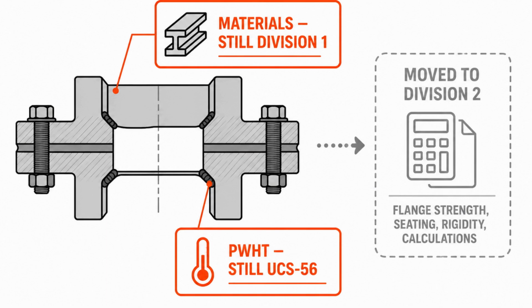Not everything moved, though. Materials still follow Division 1's own rules. Ferritic steel flanges thicker than 3 inches need heat treatment, full anneal, normalize, or quench and temper, and welding stays capped at 0.35% carbon for weldability. Postweld heat treatment on flange welds still follows this division's own UCS-56 rules from Season 1, Episode 6, not Division 2's.